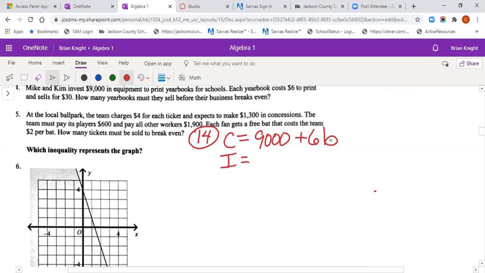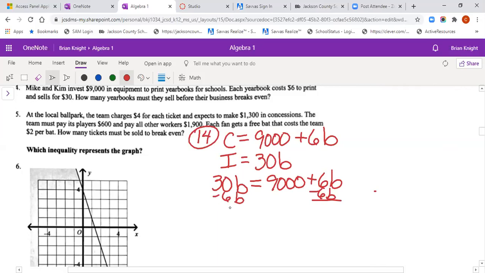No. Our income is how much we're selling for. So how much are we taking in every time we sell one? $30. So 30 times B. And then I just set those two things what? Equal to each other. So 30B equals 9,000 plus 6B. And you subtract 6B from both sides. 24B equals 9,000. 9,000 divided by 24 is how many books you sold, and you should get 375.